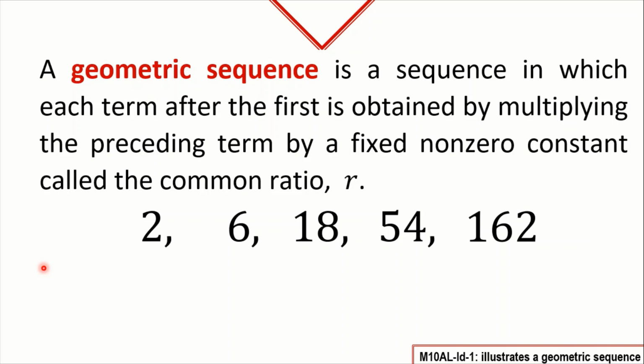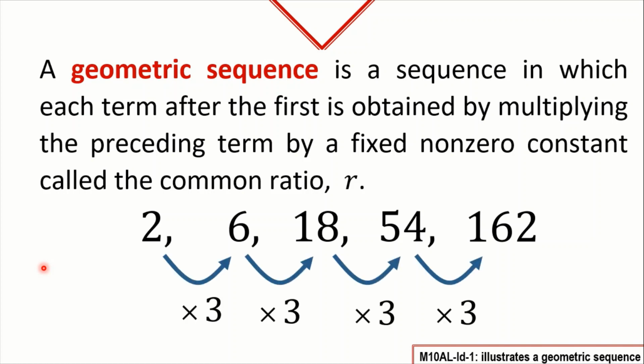2, 6, 18, 54, 162. Let us observe the pattern between the terms. So kung papansinin natin ang changes sa mga terms, makikita natin na to get the next term, we are multiplying each of the terms by 3.